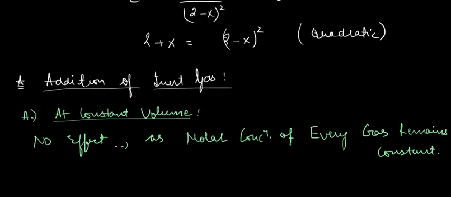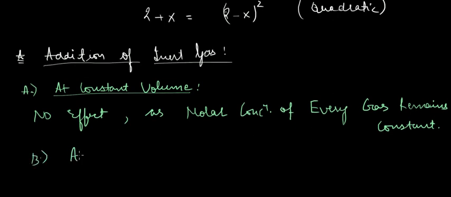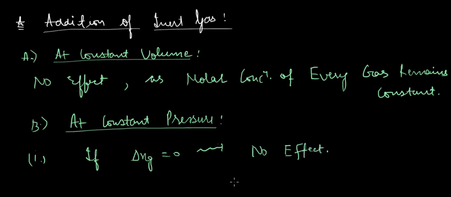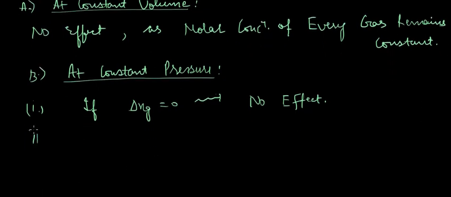Okay, and B, if we add the inert gas at constant pressure, then what will happen? Then again we see that if delta Ng equals 0, then it would be no effect. And second, if delta Ng is positive, then equilibrium will shift in the forward direction.